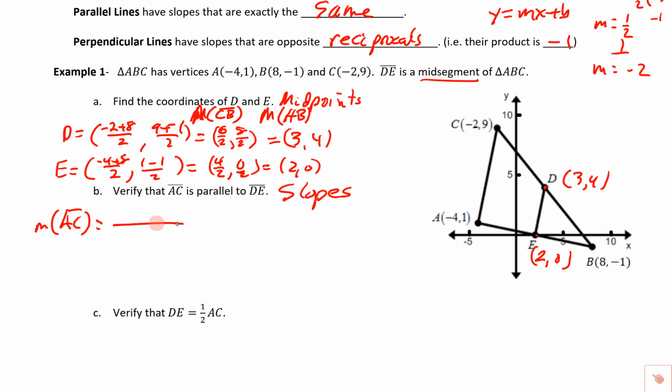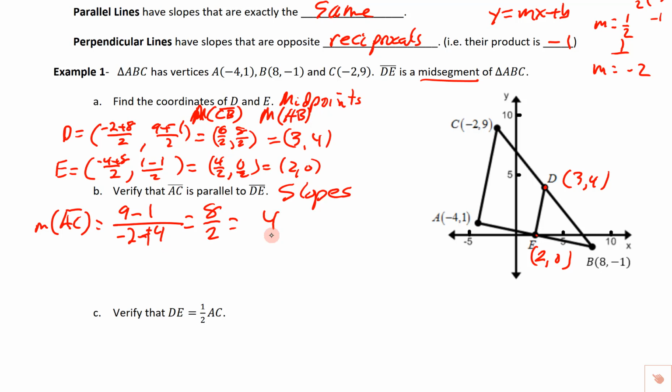So that's going to be y2 minus y1 over x2 minus x1. So I did y2 minus y1 and x2 minus x1. So that's an 8. That's a plus 4, so that's going to be a 2, so I get a slope of 4.